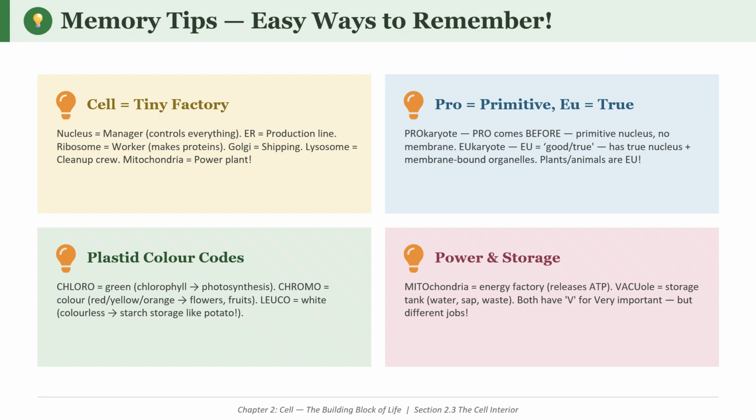Power and storage. So mitochondria is the energy factory. It releases ATP, and vacuole is the storage tank where you can see water, sap, and waste stored. So both are V for very important but different jobs they are doing.